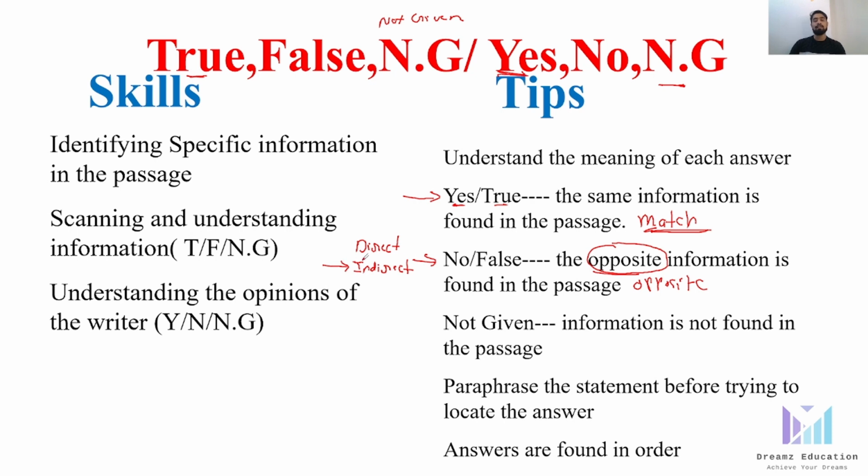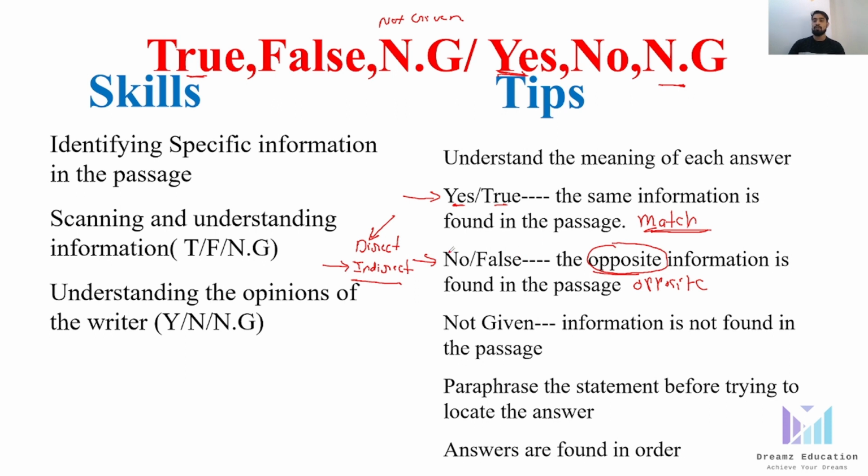For example, there might be a statement like Dubai is the most beautiful city, and if in the passage there is something like Dubai is not a beautiful city, then that is directly said to be opposite. But if they say Paris is more beautiful than Dubai, then indirectly they are saying Paris is beautiful but not Dubai. That is indirect. This is just a simple example, so you have to focus on indirect contradictions as well.